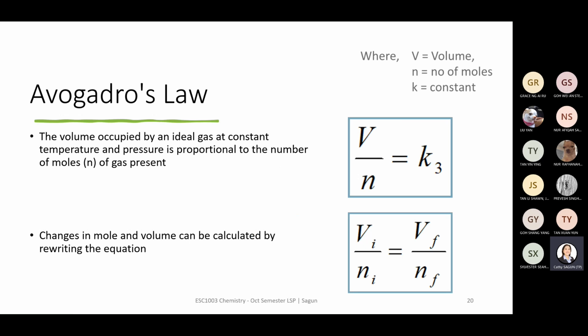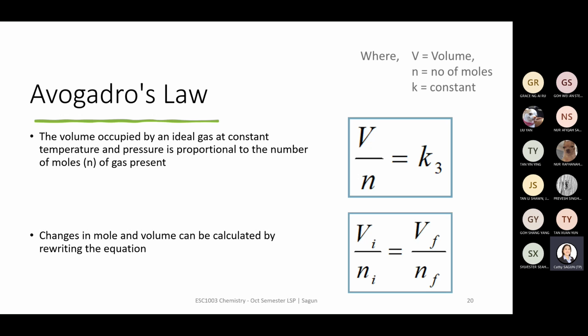Then now you have Avogadro's law. Avogadro's law is the volume occupied by an ideal gas. Okay, the key word here is it should be at constant temperature and pressure. And if you meet that condition, it means that it is proportional to the number of moles of gas.